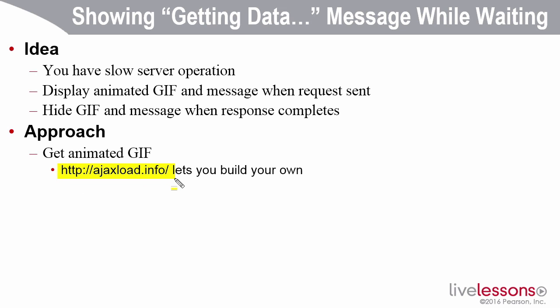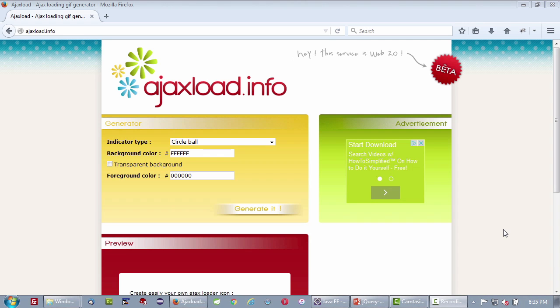that will let you build and download animated GIFs to use in your Ajax applications. ajaxload.info is a nice little website that lets you build animated GIFs, download them, and then use them in your applications with no requirement that you give credit to their site or that you link to their site. Once you've downloaded the image, it's yours and you can do what you like with it.